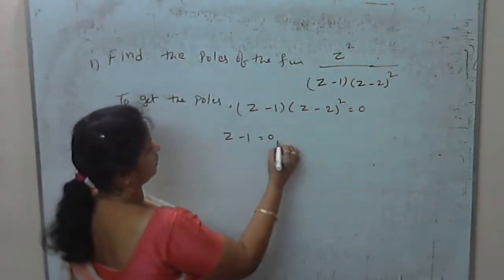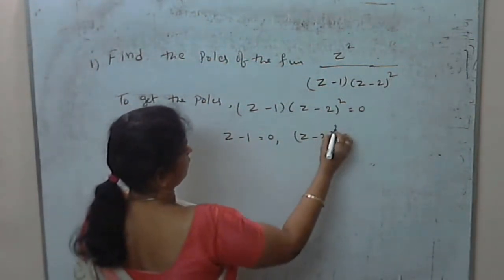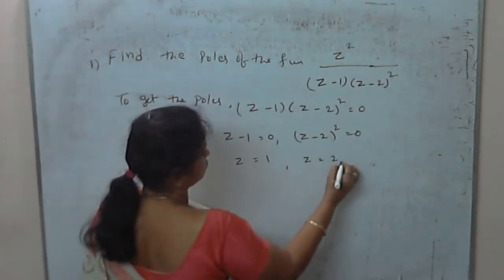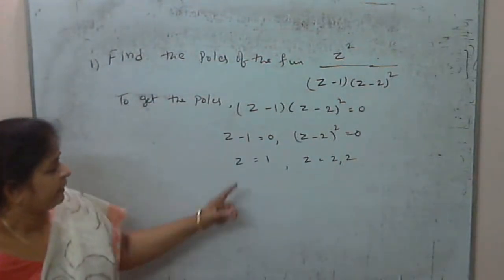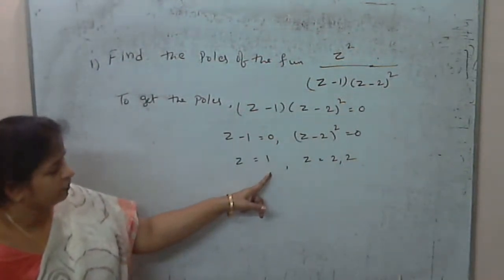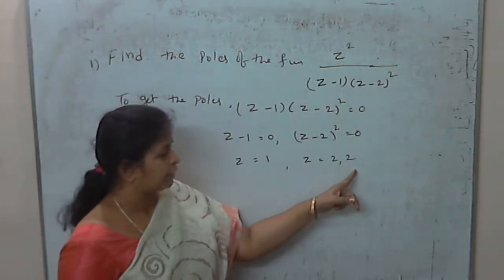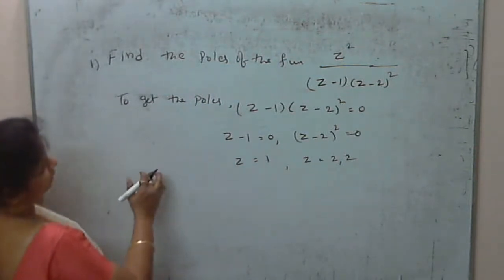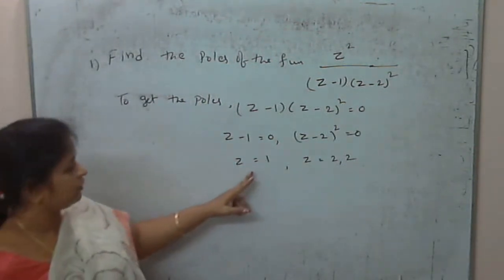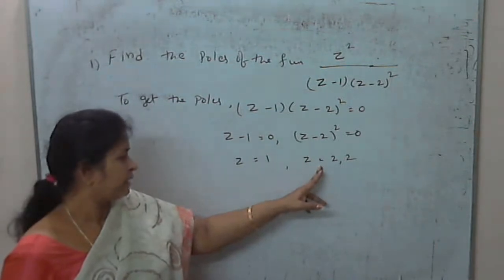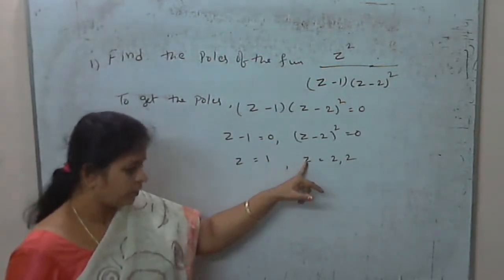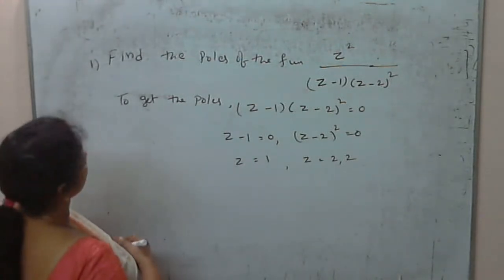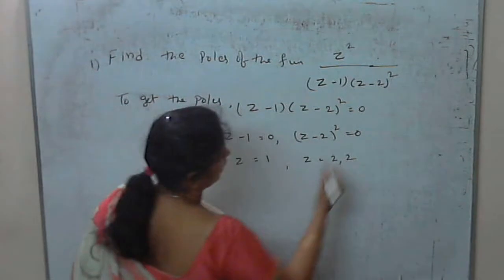So, z minus 1 equal to 0, (z minus 2) whole square equal to 0. z equal to 1, comma z equal to 2, comma 2. That means z equal to 1 is a simple pole, z equal to 2 is a pole of order 2 because it comes 2 times. So, z equal to 1 is a pole and 2 is a pole, but 1 is a simple pole, 2 is a pole of order 2. Now, we have to find the residues also. Find the poles and residues also.